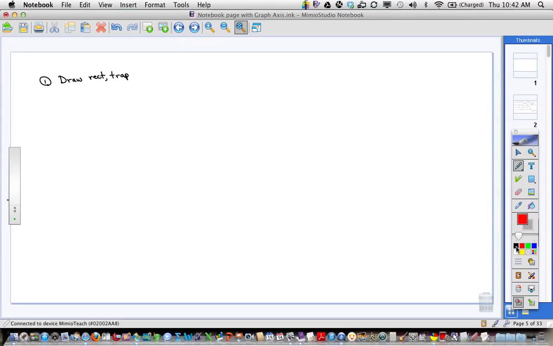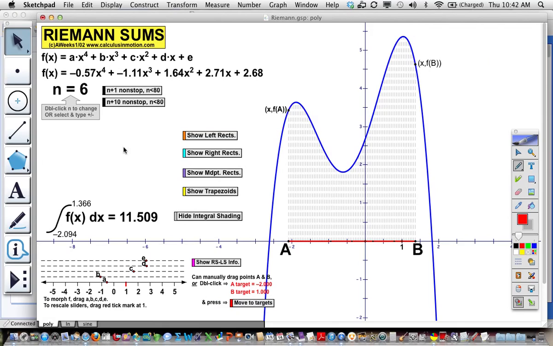So the first thing was draw rectangles, trapezoids. I mean, expect to have to do that. If I give you a calculator and want you to draw some rectangles, I might give you the graph, but I might just give you a function, and then you can graph it on your calculator yourself and sketch it on your graph. So that's another reason I want to give you a calculator.